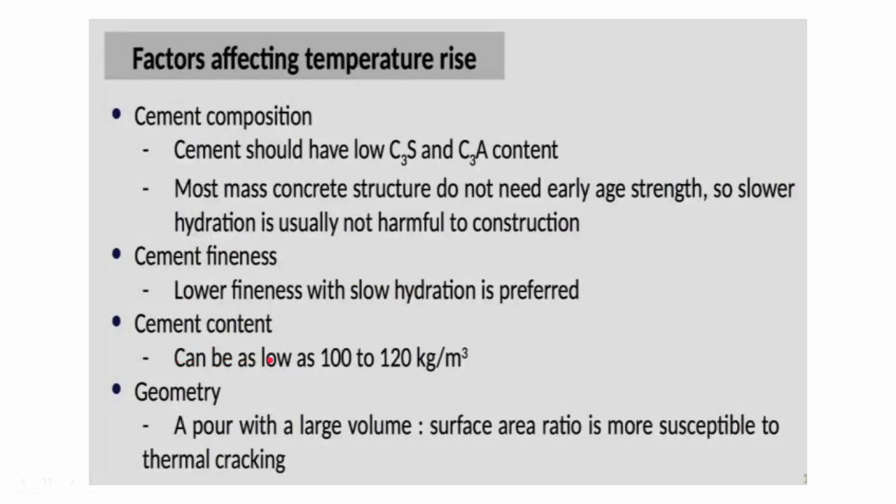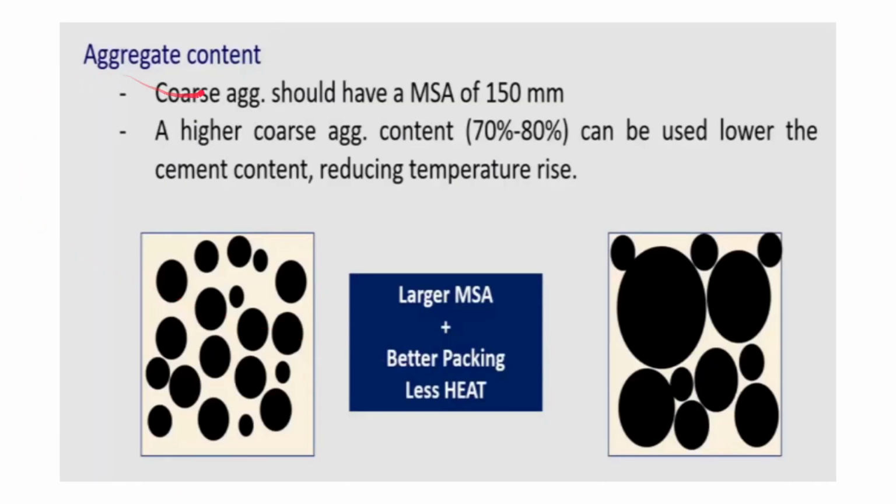Cement content should be as low as possible, say from 100 to 120 kg per meter cube. And the geometry, as we just studied, should have a small volume to surface area ratio, because if it has a large volume to surface area ratio, that is, a smaller surface area value, then it is more susceptible to thermal cracking. So the pour should have a small volume to surface area ratio.